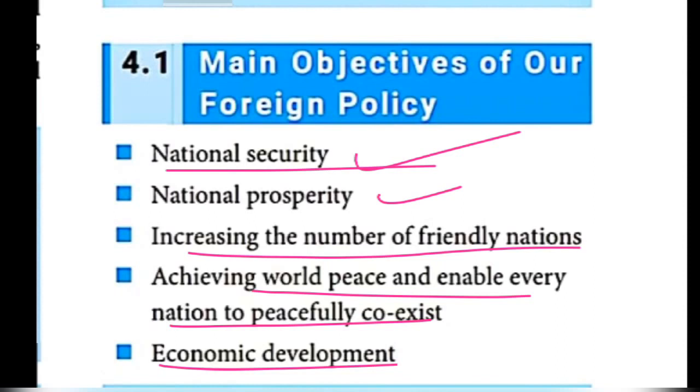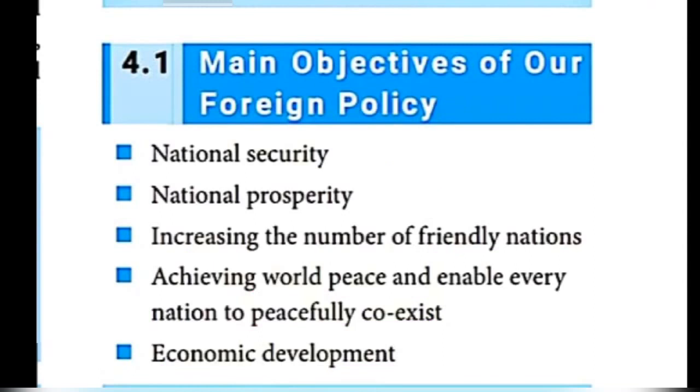So these are the objectives. Once again I am telling, children: first one, national security. Second one, national prosperity. Prosperity, I told, we can take as wealth, otherwise success also. Then increasing the number of friendly relationships. We should have friendly relationships with all the other countries. That is one of the objectives of the foreign policy of India.